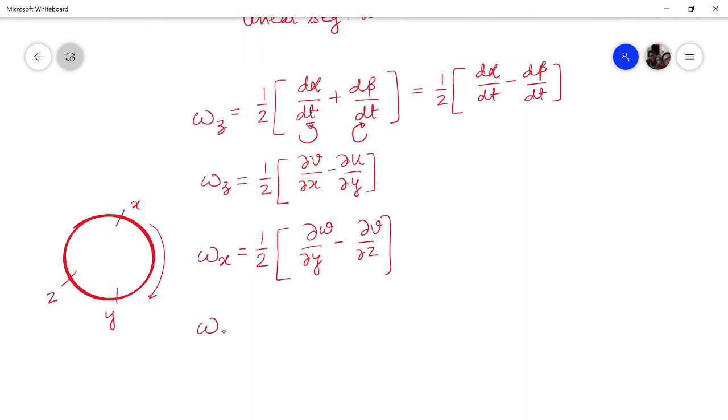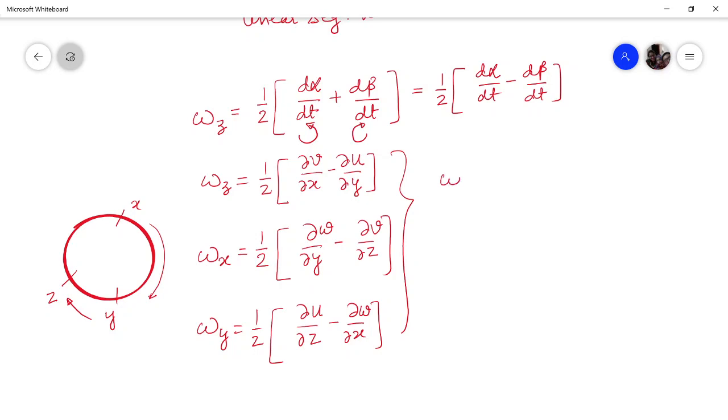What is the component of rotation in the y direction? It will be 1 by 2, that is y. Then we move first to z and then x. So the x velocity comes here, and the z velocity comes here. So these are the components of the rotation vector in the x, y, and z directions, and hence the rotation vector in rectangular Cartesian coordinates can be written as omega x i plus omega y j plus omega z k.